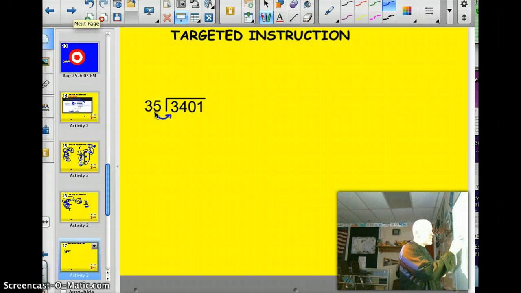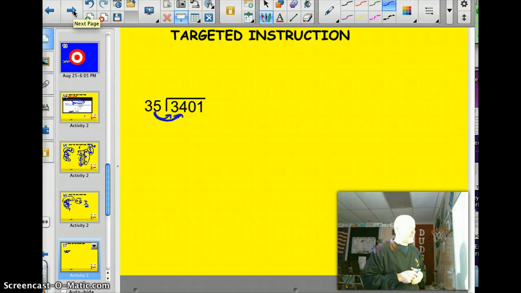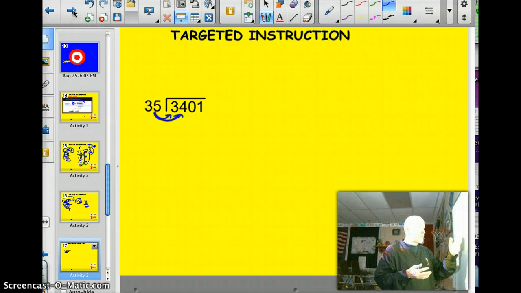No, it doesn't. Does 35 go into 34? No, it doesn't. Questions continue. Does 35 go into 340? Yeah, it'll definitely fit into 340. If it went in there 10 times, it would be 350, which is too big. So I'm guessing it's 9.